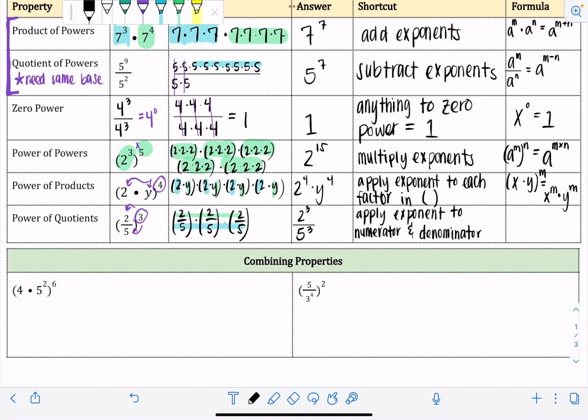And then for our formula, I'm going to say x over y, and that's going to go in parentheses to the mth power. And then that exponent is just going to get applied to the numerator and denominator. So it becomes x raised to the m over y raised to the m.